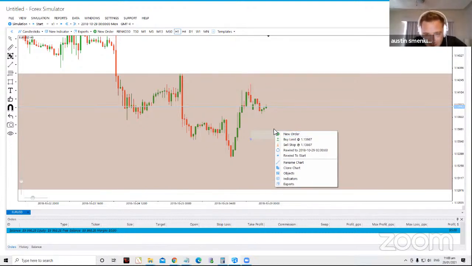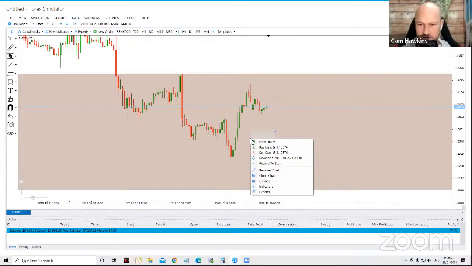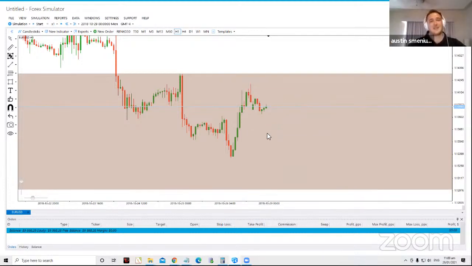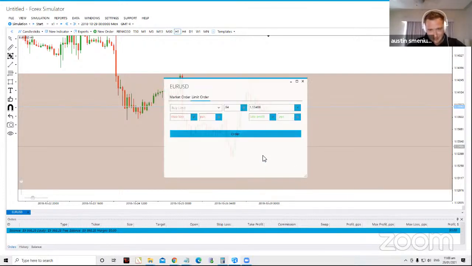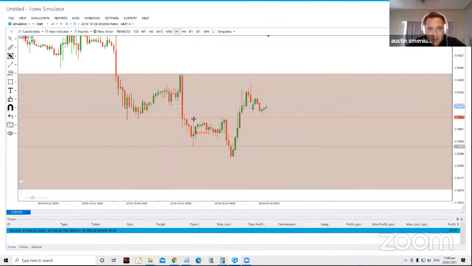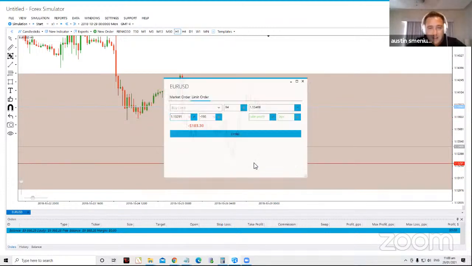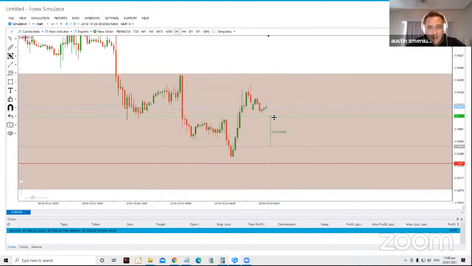How do I delete this? All right, there we go. Okay. Let's try going long here. Right click, buy limit, stop loss. Let's just do that.